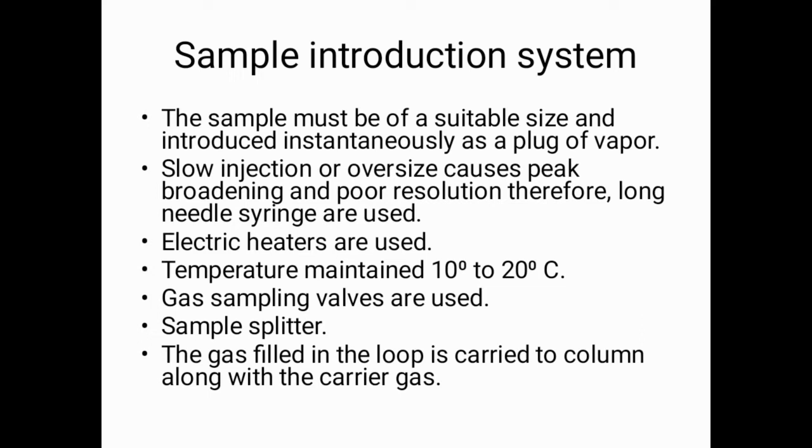As we know, light gases are likely to diffuse through the needle of the syringe, and hence to introduce gaseous samples precisely, gas sampling valves are used. For quantitative analysis, sample splitters are also used, which split the sample into two parts; the smaller part is introduced into the column and the bigger part is vented off. And the gas filled in the loop is carried to the column along with the carrier gas.